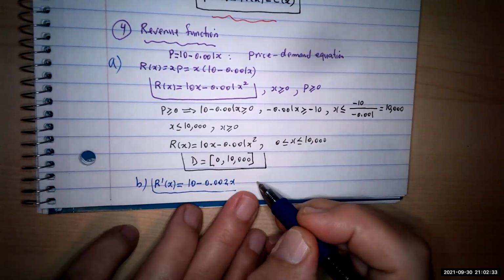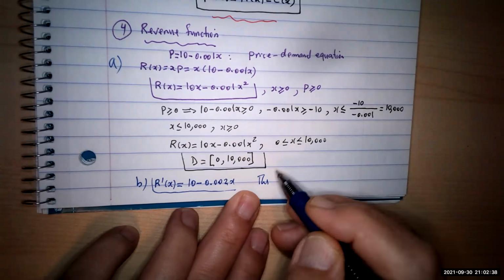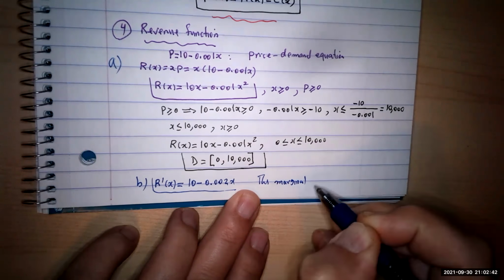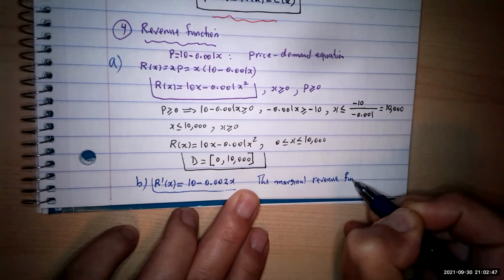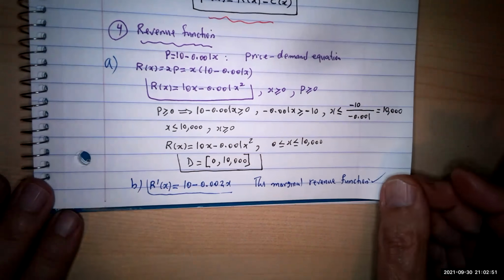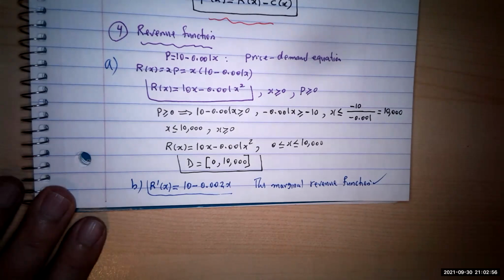This is what? This is the marginal revenue function. Any question? Remember, this is rate of change. It's the rate of change in your revenue. Then they give you 3 numbers and they ask you to evaluate it at those 3 numbers and tell us what's the meaning of those 3 numbers.